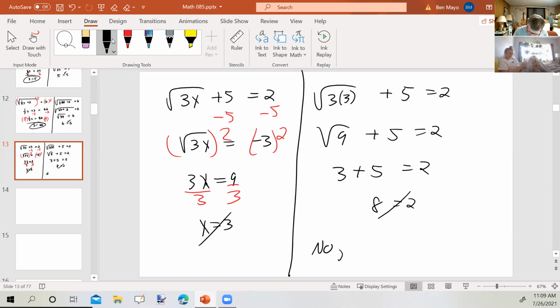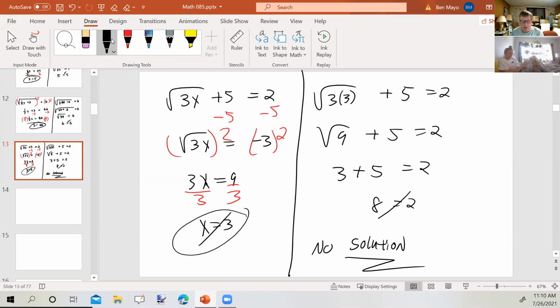So you'd have no solution. Sometimes WebAssign will ask you to find those extraneous solutions and then determine whether they are true or not. Okay, so this x equals 3 would be an extraneous solution, but it doesn't work. Any questions on that one?